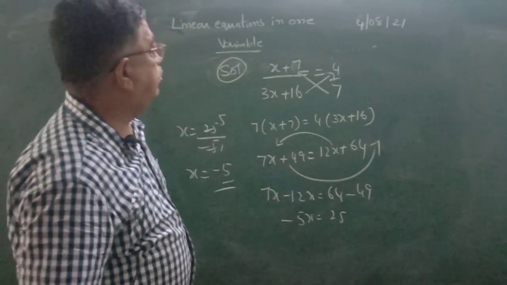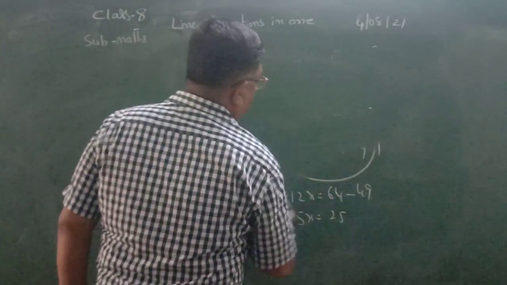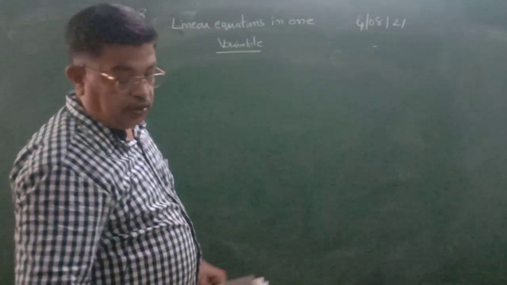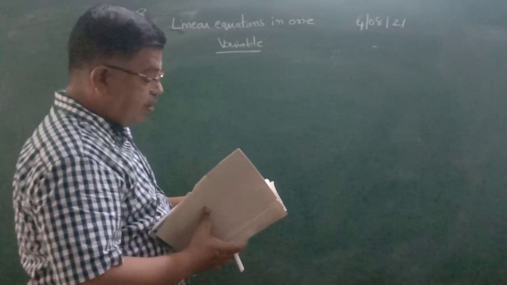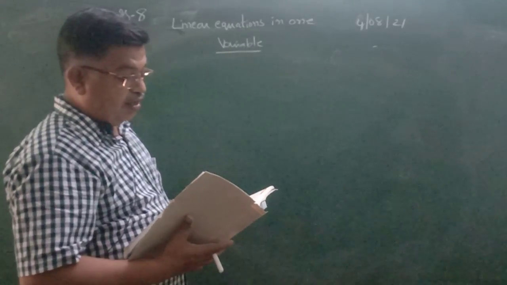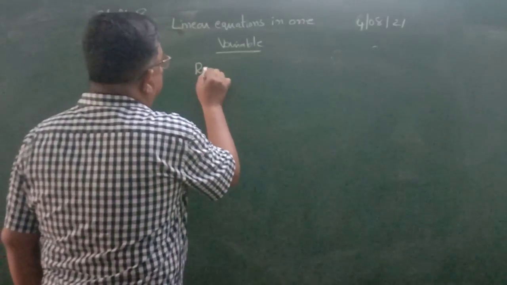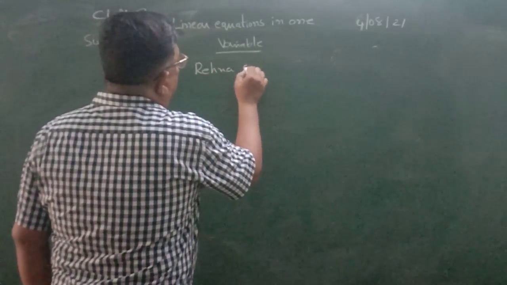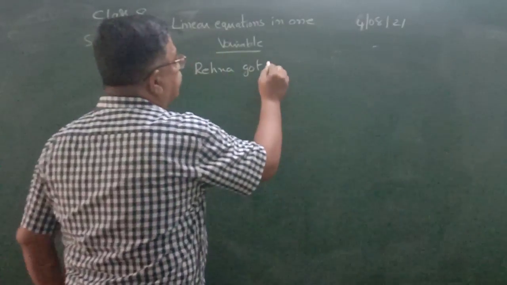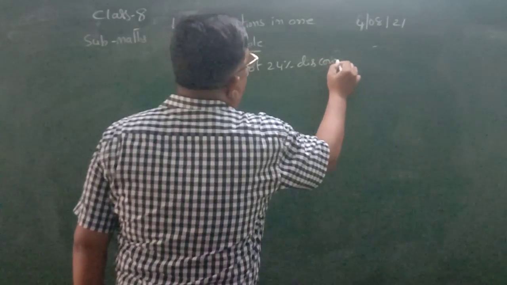Now, we are going to do the next model. So, follow the next model carefully. Rehana got 24% discount on her frock. She paid rupees 380 after discount. Find the market price of the frock. Rehana is the name of the girl. Rehana got 24% discount on her frock.